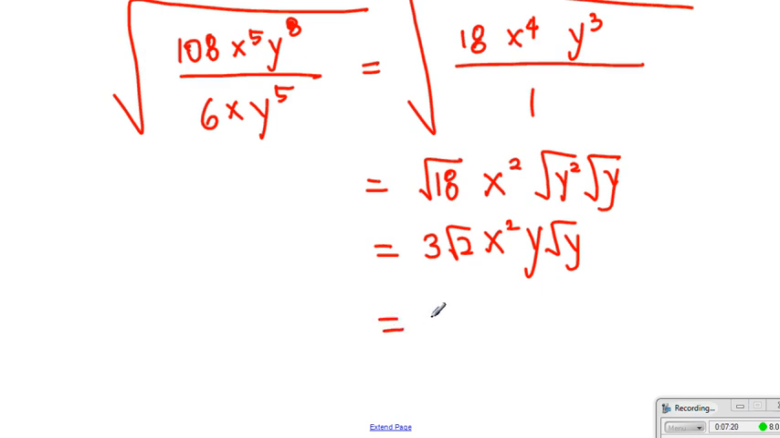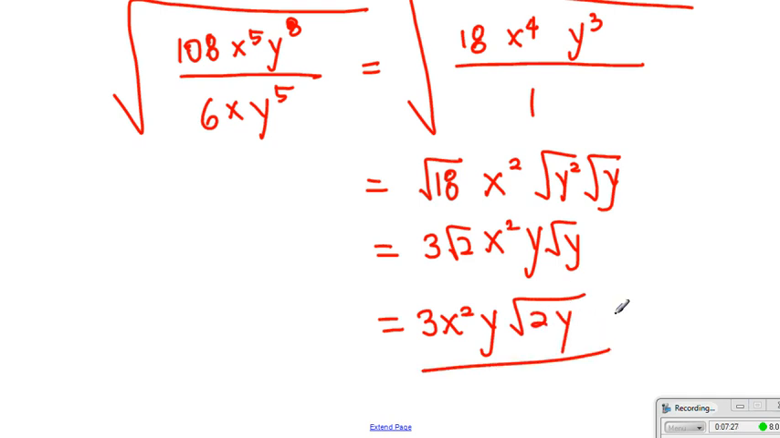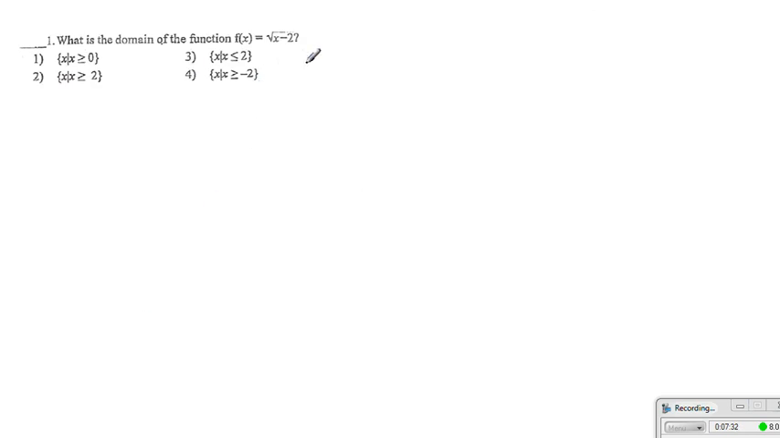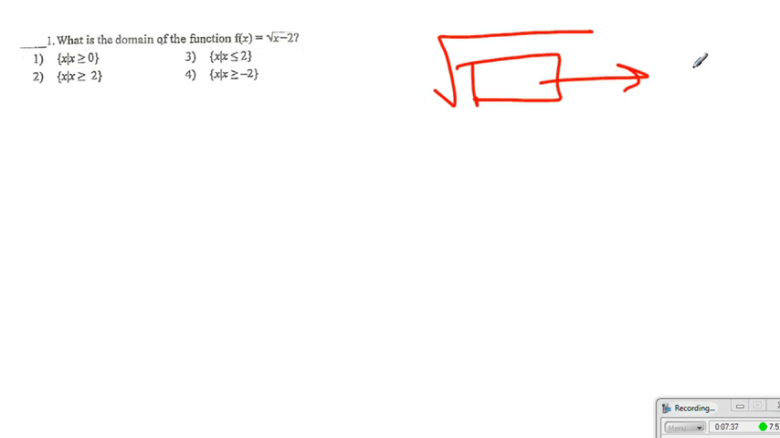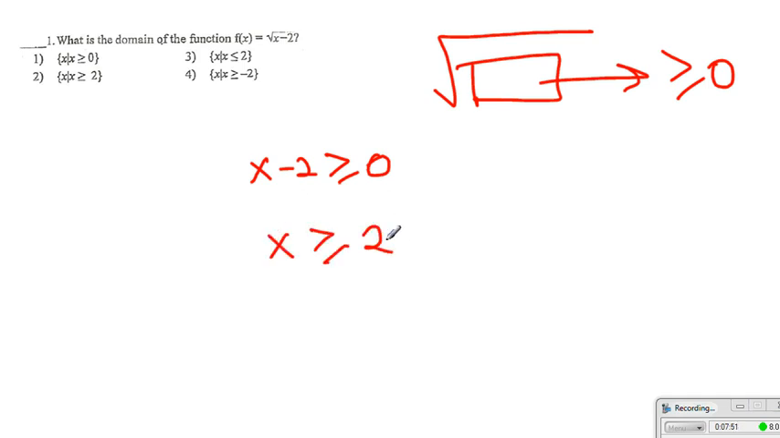Then when you combine everything together, we get 3x squared y, the square root of 2y becomes our final answer. Alright? Next. Now, domain. When we say domain, within the square root, this portion has to be greater than or equal to 0 at all times. That means x minus 2 has to be greater than or equal to 0 for the function to be real. By adding 2, we get x has to be greater than or equal to 2, which is simply choice 2.